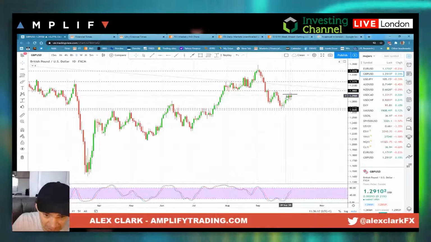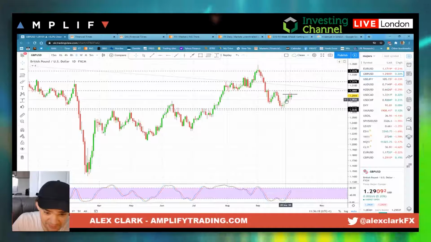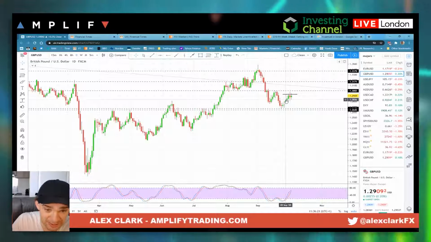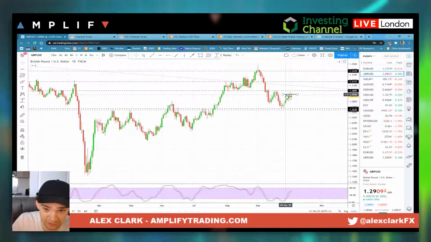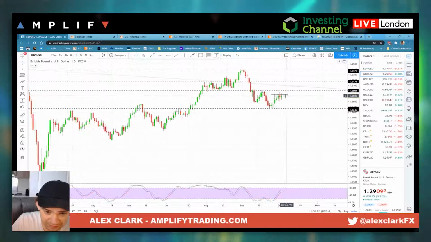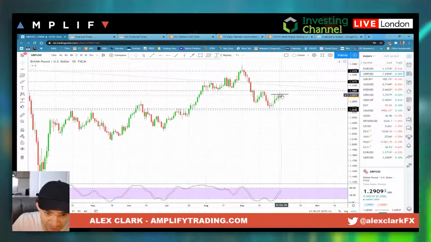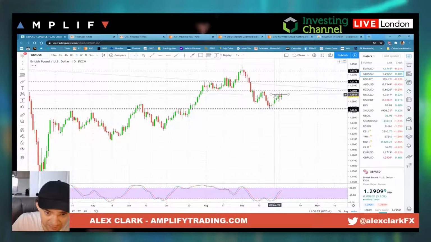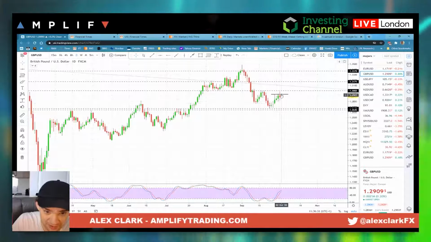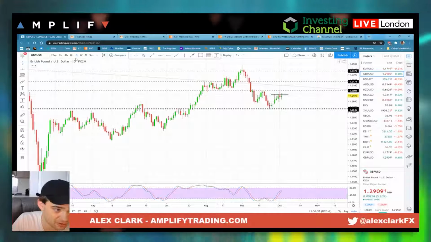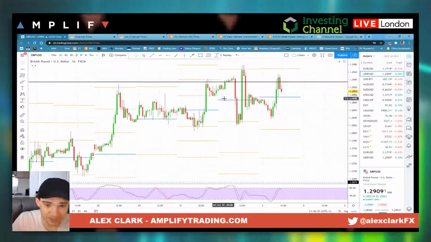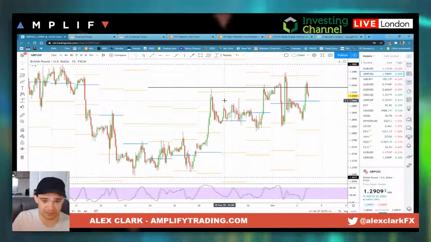Same with cable here. We're consolidating sideways from that resistance point printed on the September 28th high around 129.30. You see here on the daily candles we're unable to close above this level, and so we are ranging. We're moving sideways with higher lows, and again just waiting for this to resolve itself. So neutral bias for cable as well.